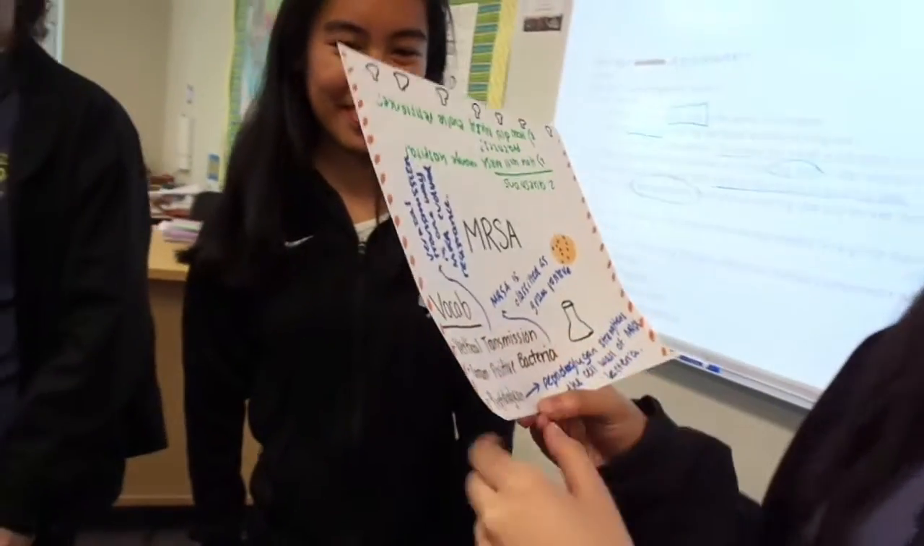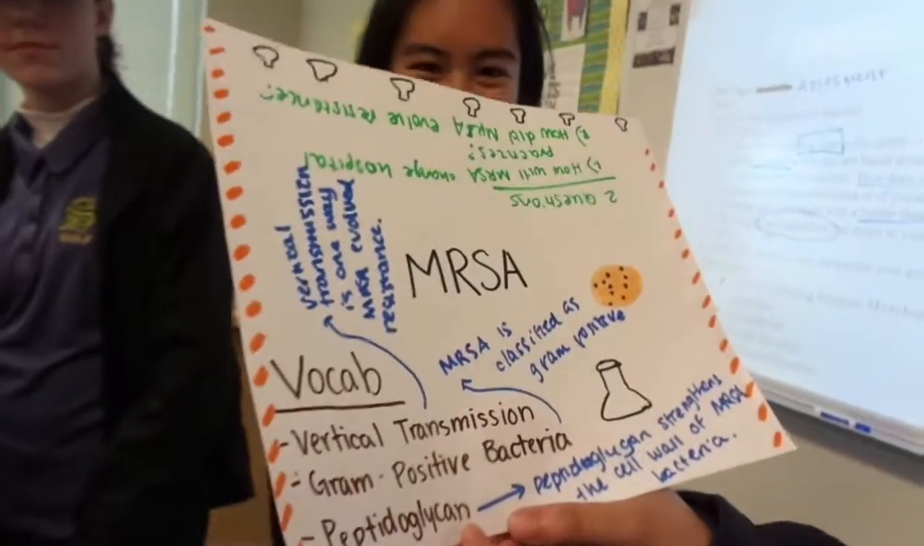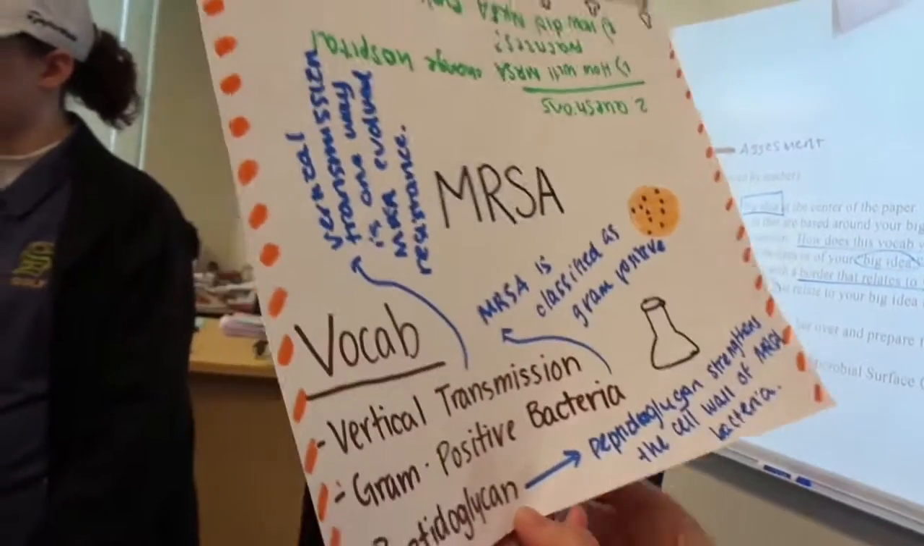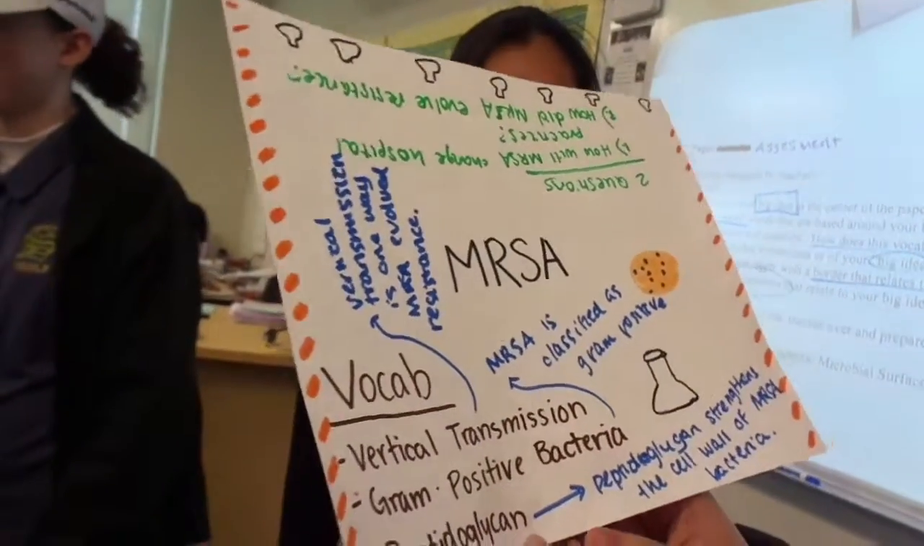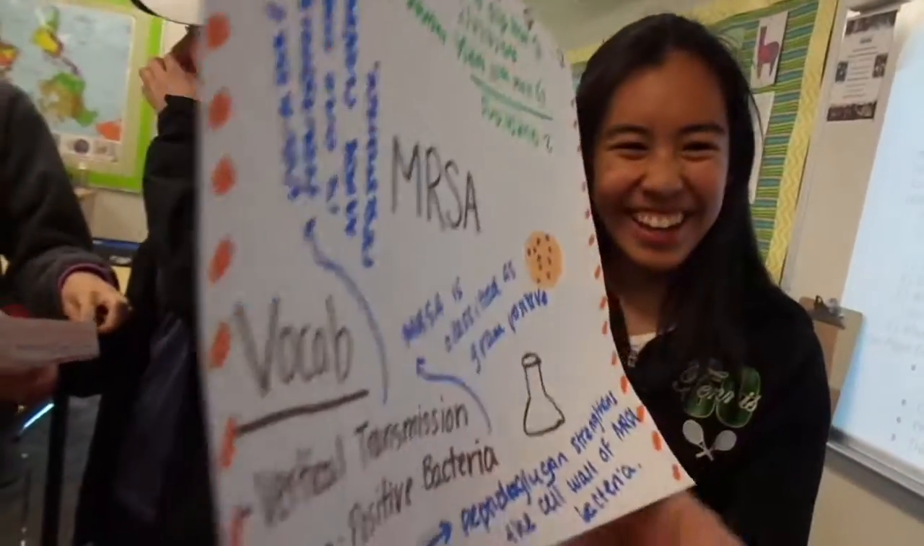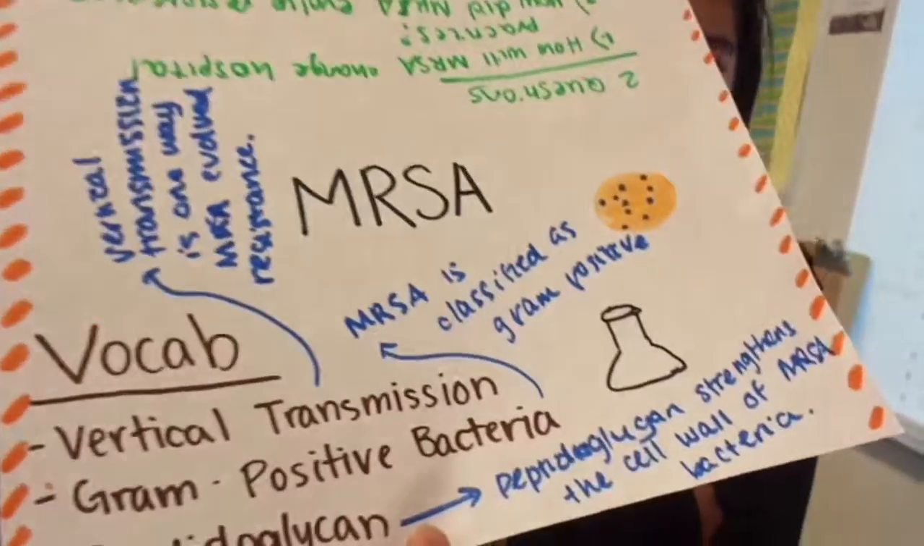I'll share my vocab. I have vertical transmission, which is one way that MRSA evolved resistance. Gram-positive bacteria relates to MRSA because MRSA is classified as gram-positive. And peptidoglycan strengthens the cell wall of MRSA bacteria.